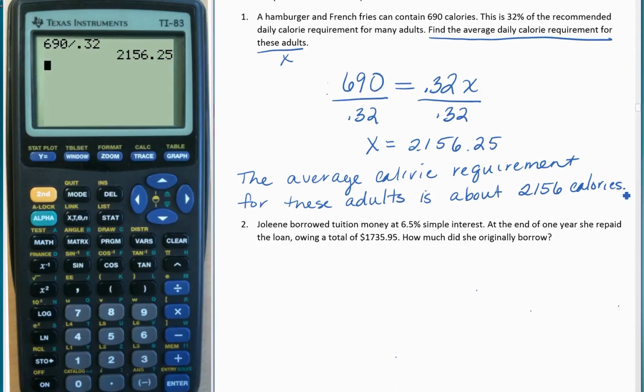It says Jolene borrowed tuition money at 6.5% simple interest. At the end of 1 year, she repaid the loan, owing a total of $1,735.95. How much did she originally borrow? So how much she originally borrowed, that's going to be our variable. Now to repay the whole thing, the amount she repaid is going to be the original loan plus the interest on it for that year.